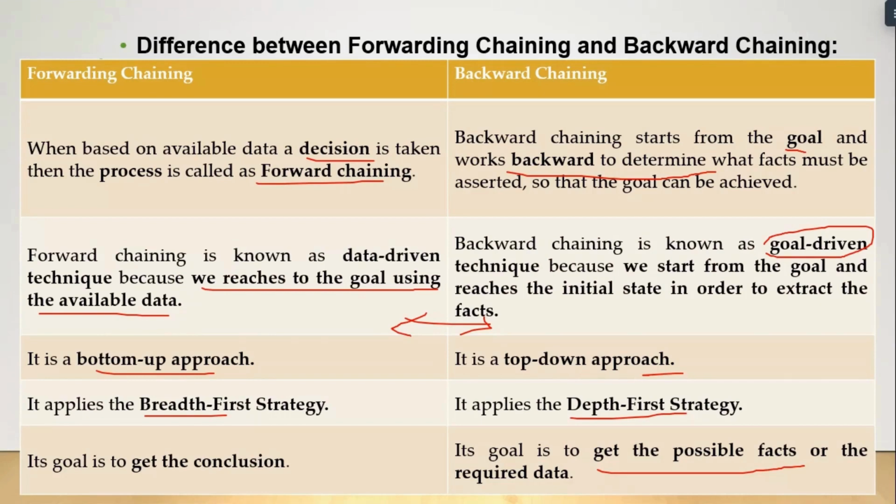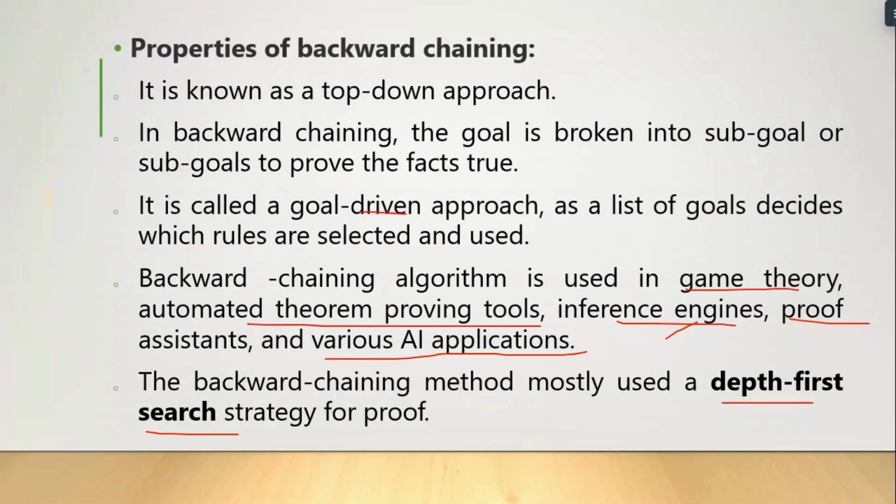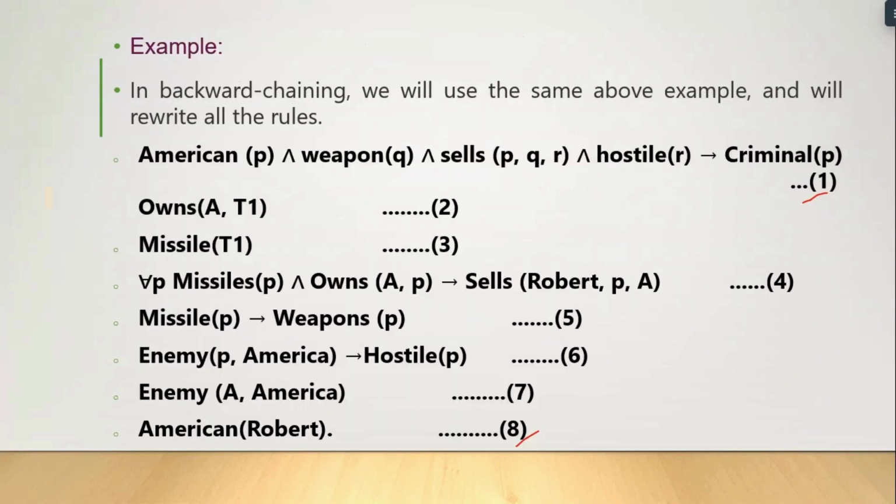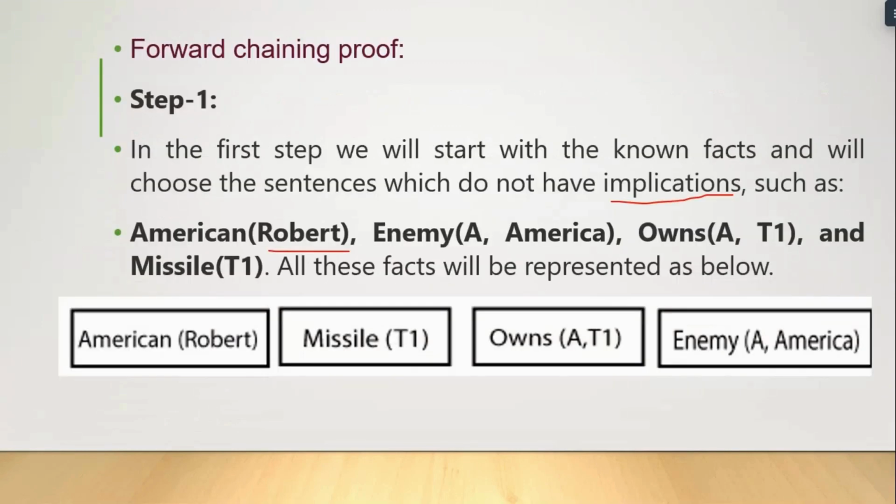These topics come under the knowledge representation format. So this is an important question. With the help of this sentence, I can say that American is a weapon seller. So this sentence is what you have to prove.